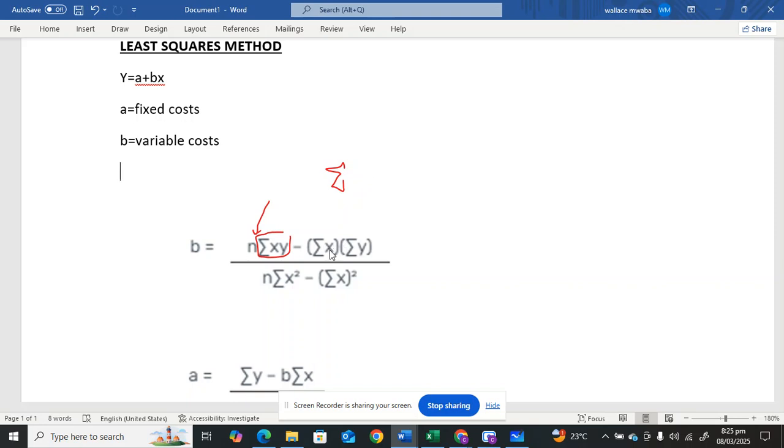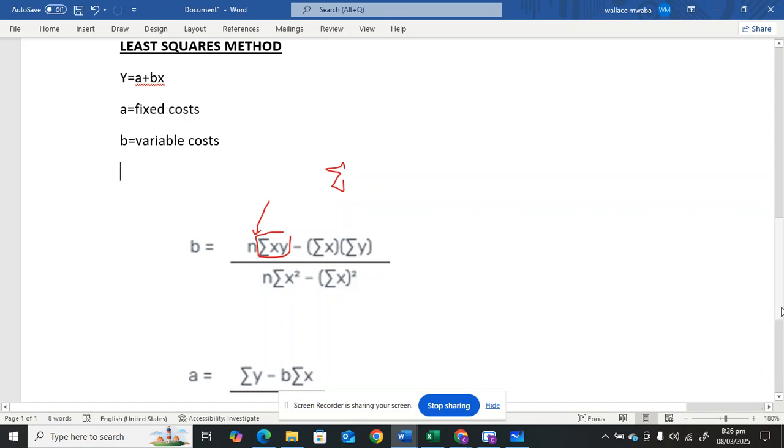Like here, sigma x means the x values, you just total them up. Sigma y, the y values, which is cost of sales, you just total them up. Sigma x squared, your x values, you square them, then you total them up. Do not worry, as I'm solving, I'll also be illustrating from the formula here. Sigma x squared, square your x value, total it up. Then this sigma x means the total of your x values squared.